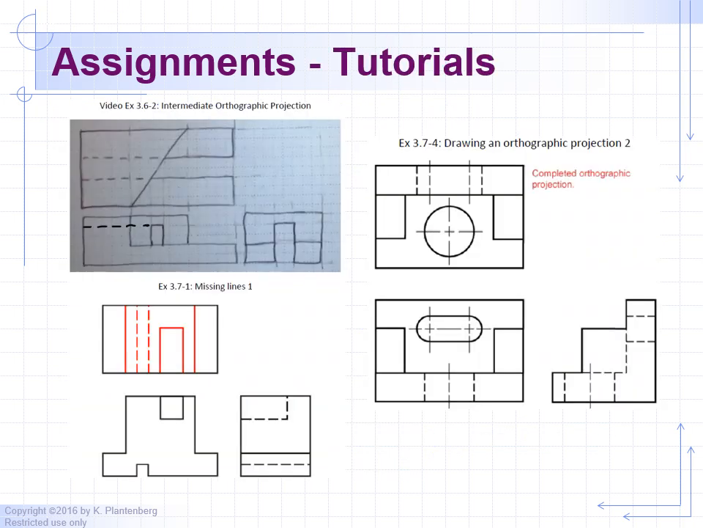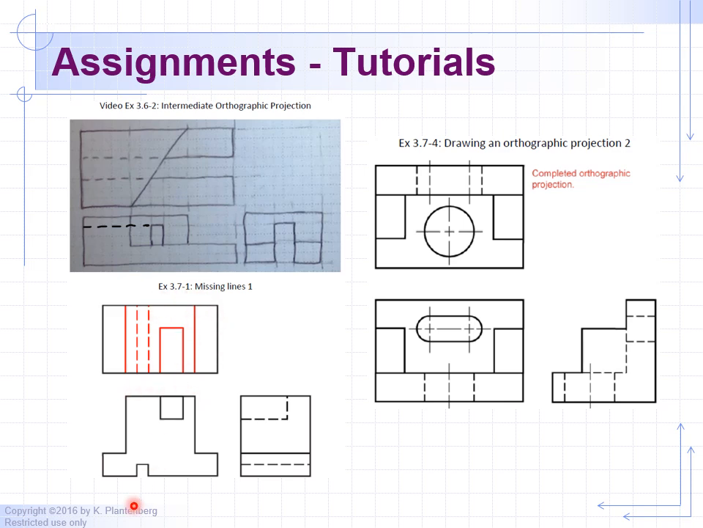So this is what the tutorials look like. This is the intermediate orthographic projection one. It can be done by hand. Can be done in AutoCAD if you want. Any of these can be done in AutoCAD, but feel free to do them by hand. I'm not going to give you additional points. They don't have to be perfect. They're going to be sketched. But you have a front view, top view, side view. Exercise 3.7-1 is going to be about missing lines.